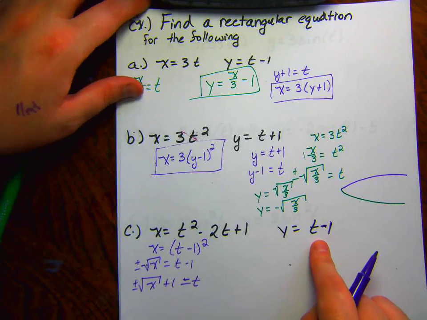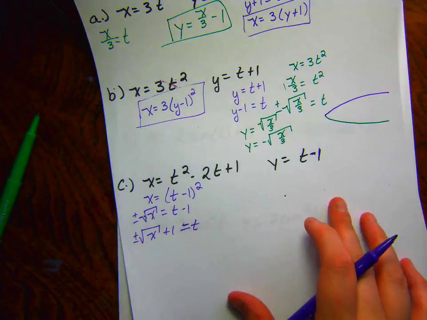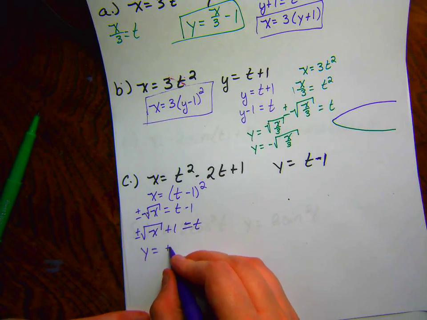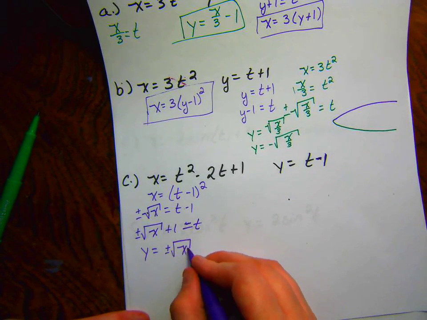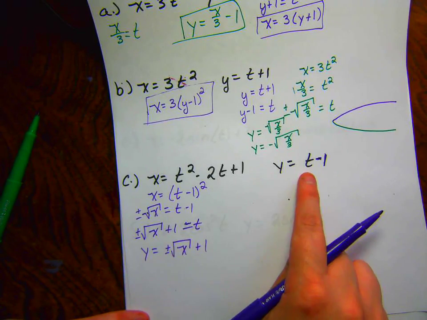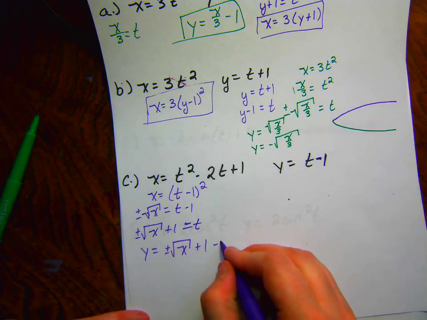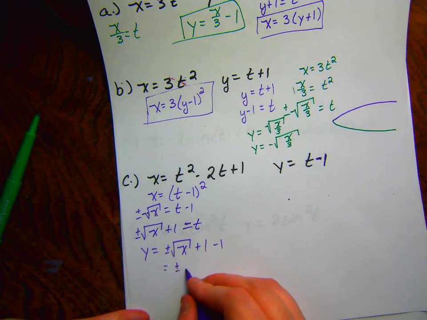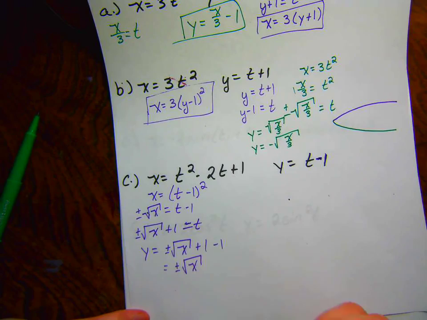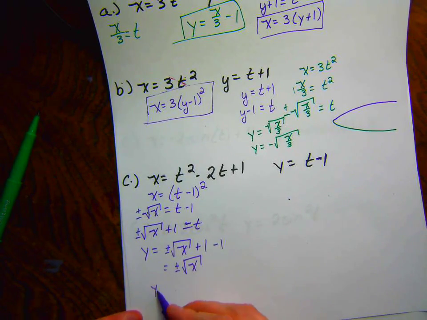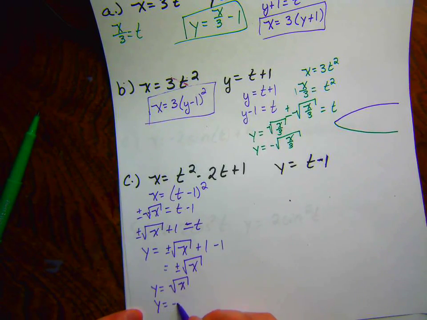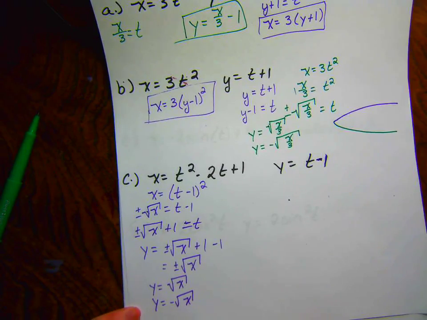Right, and if I substitute that in here, then I get that y would equal plus or minus the square root of x plus 1, because that would be my t, minus 1. Don't forget to subtract that 1. Which would equal plus or minus the square root of x. Alright, so I'd have two equations. I'd have y equals the positive square root of x, and I would also have y equals the negative square root of x.